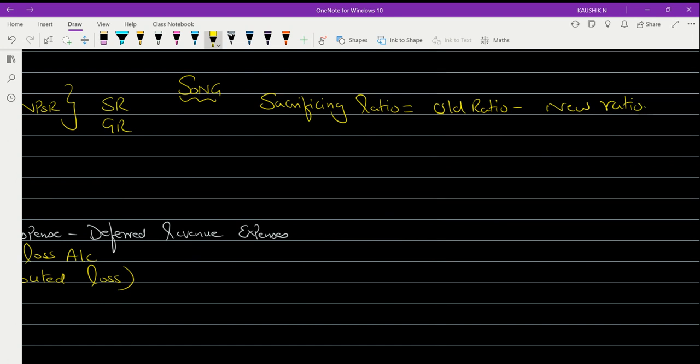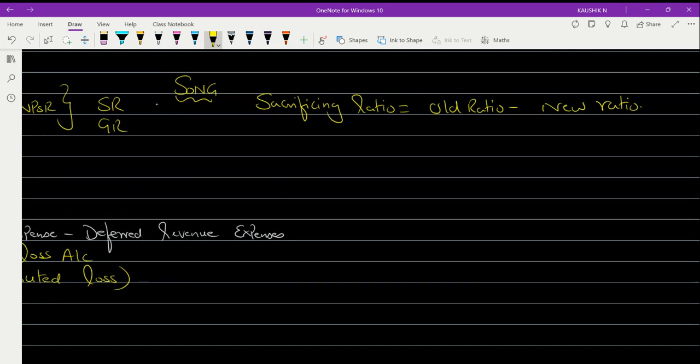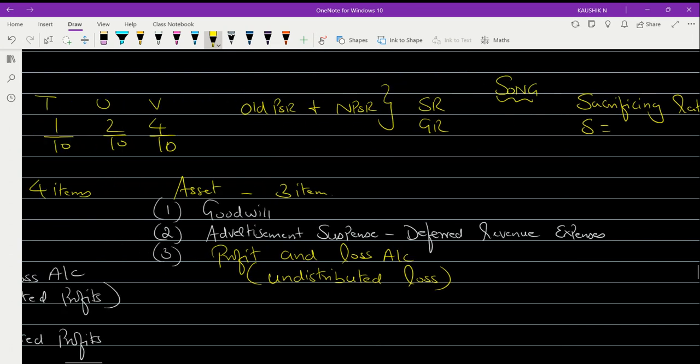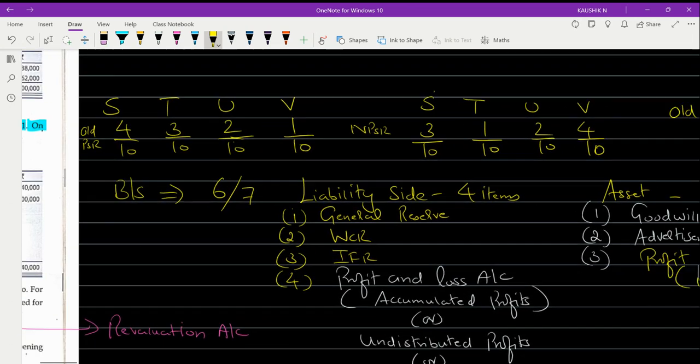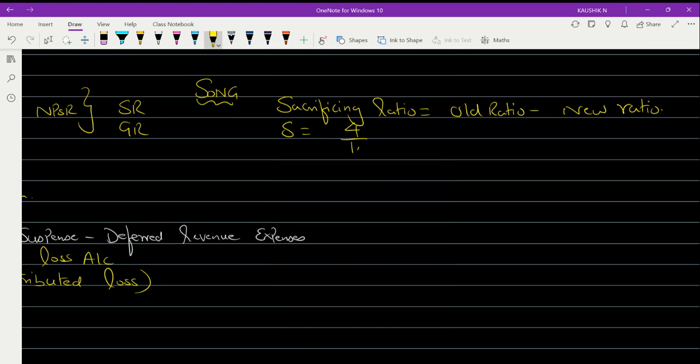Now let's calculate for each and every partner. So it is S, T, U and V. One by one, let us calculate. For S, what was the old ratio? The old ratio was 4 by 10. Now it is 3 by 10. So 4 by 10 minus 3 by 10 gives 1 by 10, a positive figure. So that means he is sacrificing.